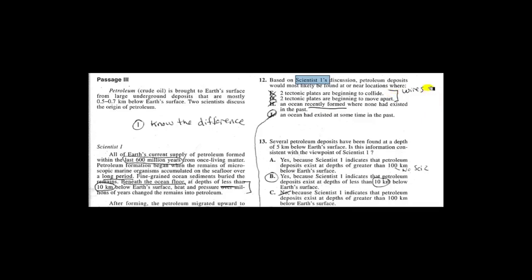So if you look down over here at Scientist 2, basically Scientist 2 says that there are these deep fractures in the Earth's crust, and that oil is constantly forming from depths greater than 100 kilometers below the surface. It's pretty deep. 100 kilometers is 62 miles. And it's constantly forming, and there's an unlimited supply. If you look up here, Scientist 1 says that this is a long period of time. It's 10 kilometers, and the raw materials are fossils from marine organisms, and it's a limited supply because it's old.